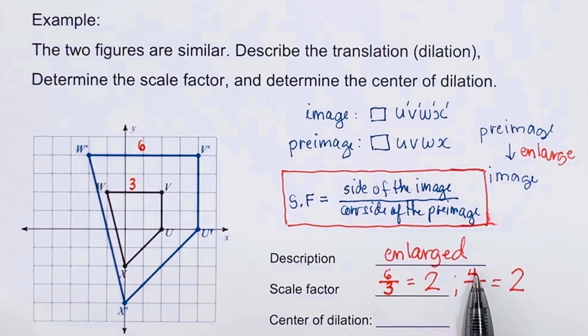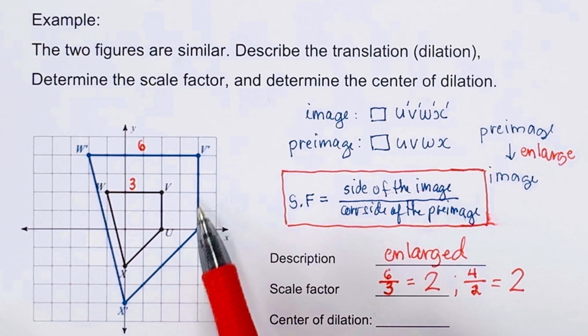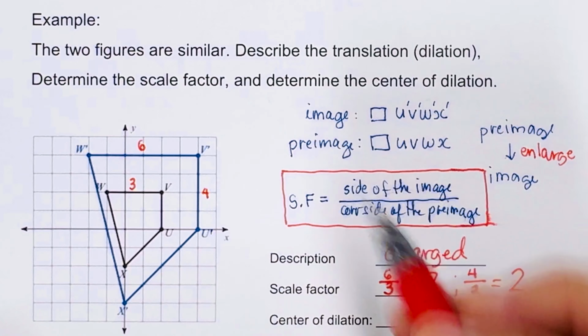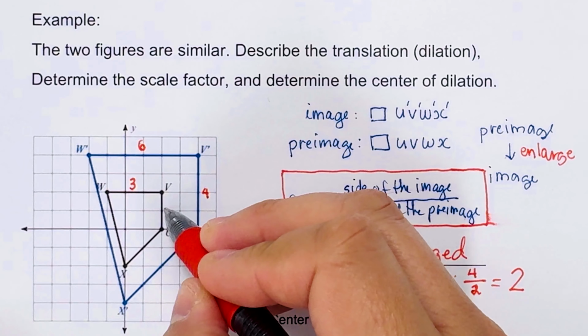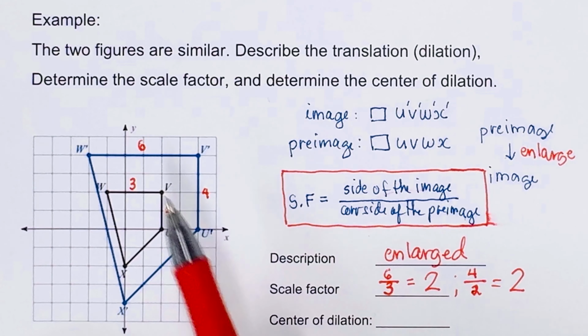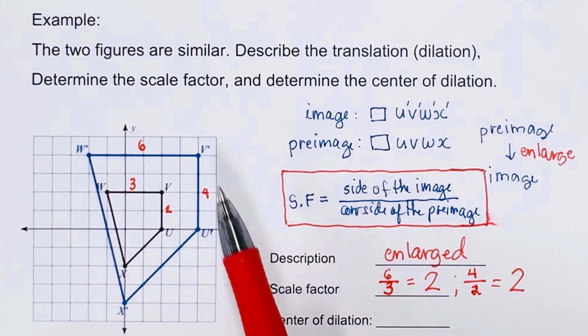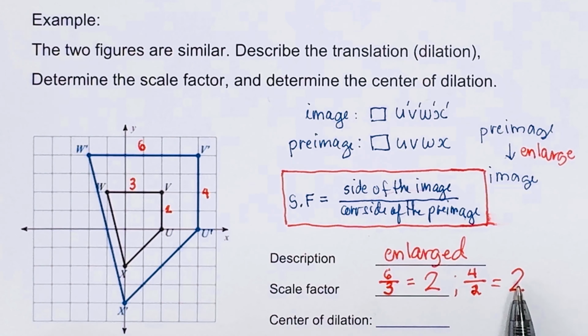And then where did I get the 4? So I counted it. 1, 2, 3, 4. Now where did I get the 2? That's 1, 2. So it's right here. So I paired it up. That is image over pre-image. Image over pre-image. That's how I got to.